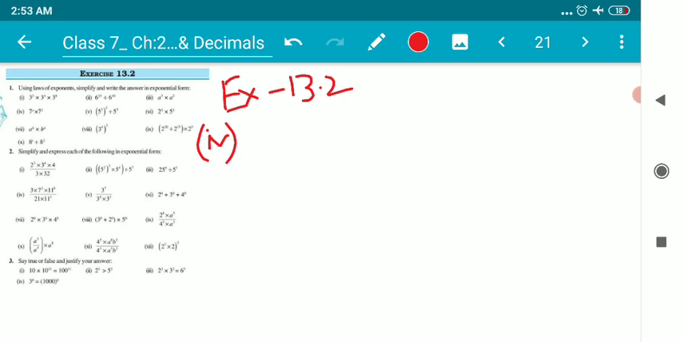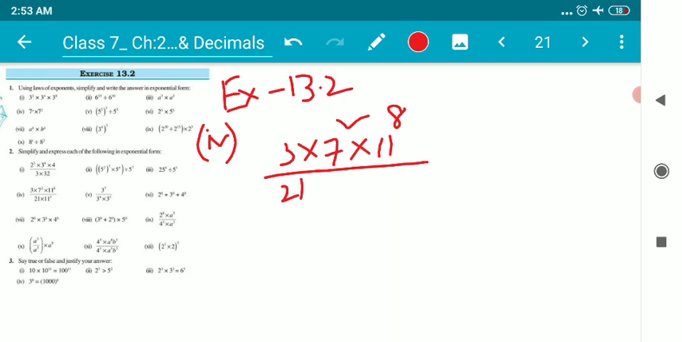Okay, question is 3 into 7 square into 11 to the power 8 divided by 21 into 11 to the power 3. Children, now you might be thinking that it's so difficult, so hard to solve. 11 to be calculated 8 times, multiplied 8 times, then 7 squared, then this and that. No, absolutely not. It's very simple.